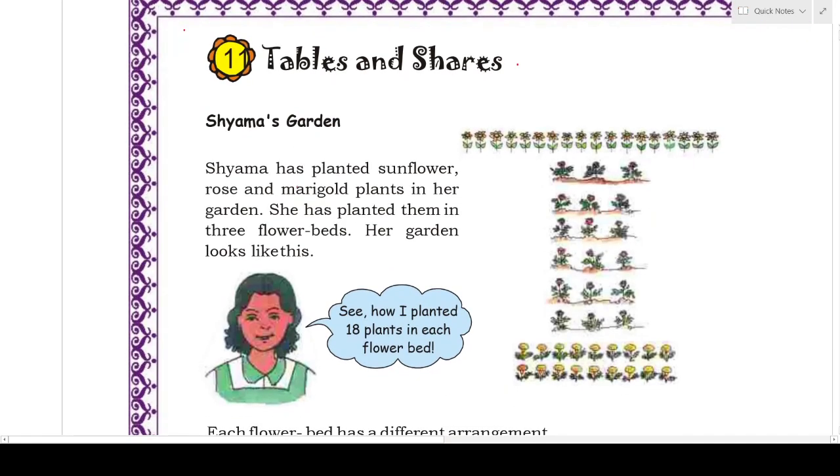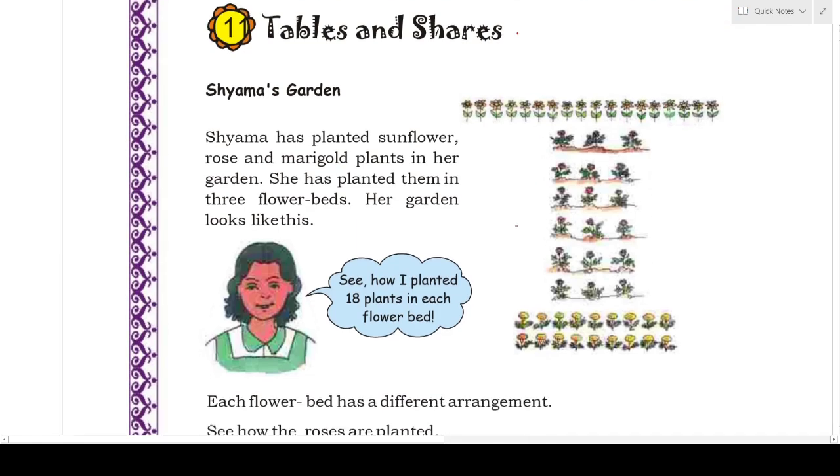This is your 11th chapter and here we will discuss division. So you can see here this one is Shyama's garden. Shyama has planted sunflower, rose and marigold plants in her garden. She has planted them in 3 flower beds. Her garden looks like this.